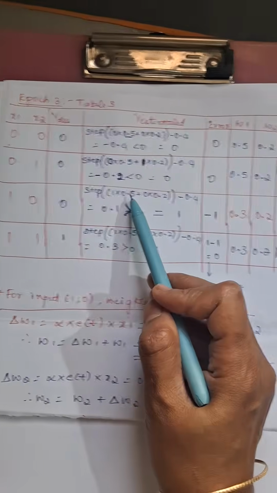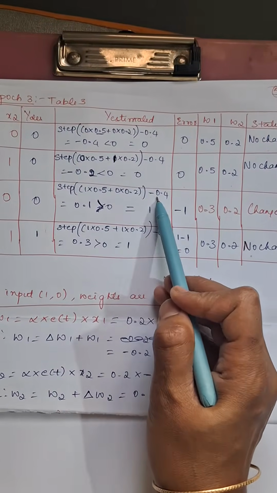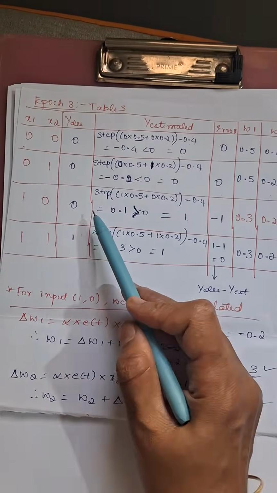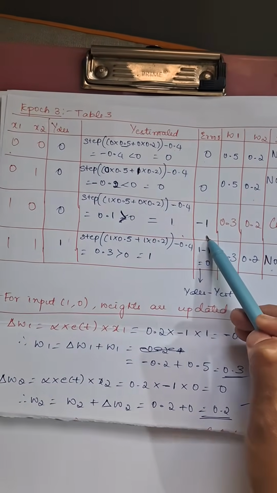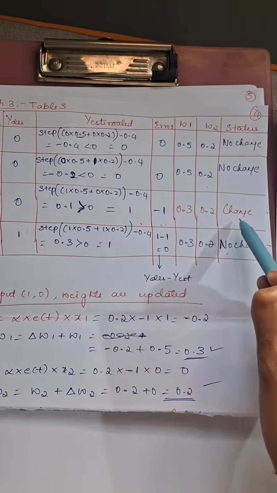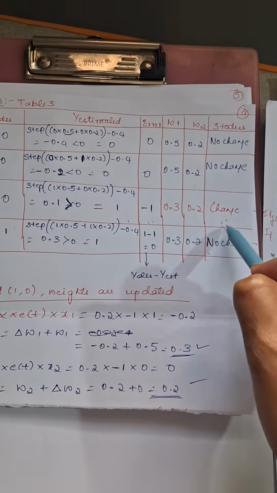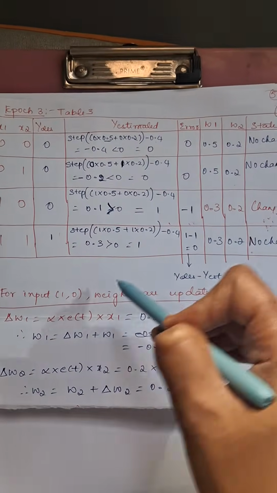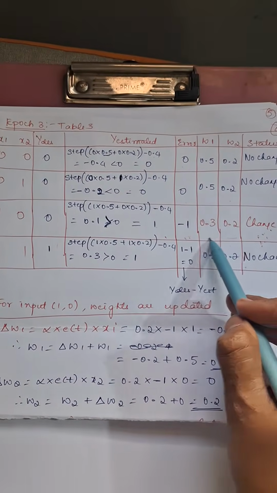What do I get? 1 into 0.5 plus 0 into 0.2 minus 0.4. I am getting a positive value, 1. So that means the error I am getting is 0 minus 1. I am getting a negative value. So that means I have to change my weight. Actually, the output should decrease. So now come here, find out what should be the updated weights.